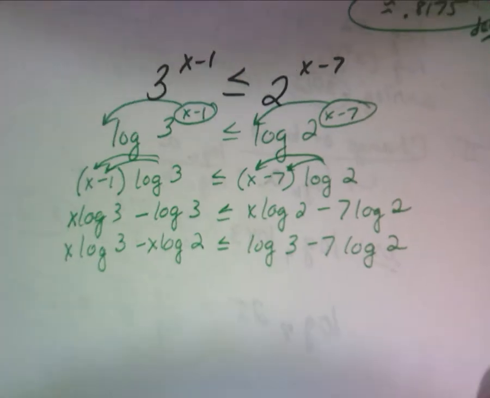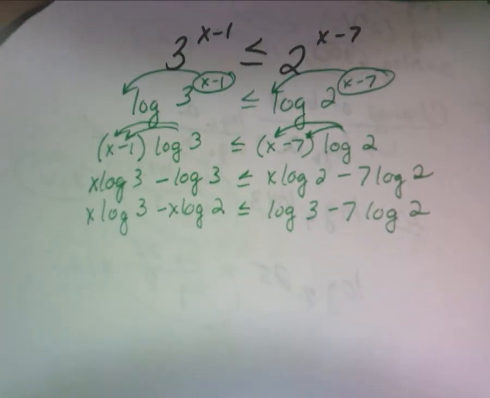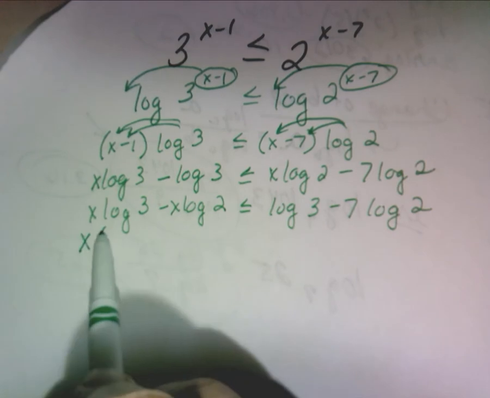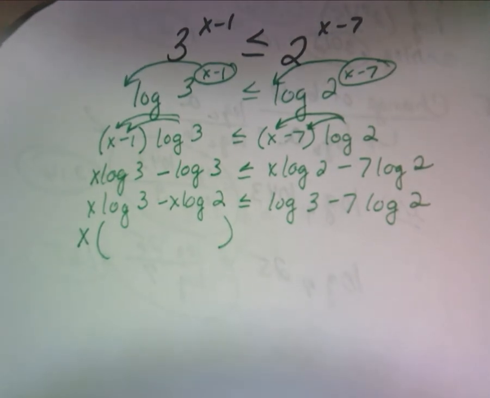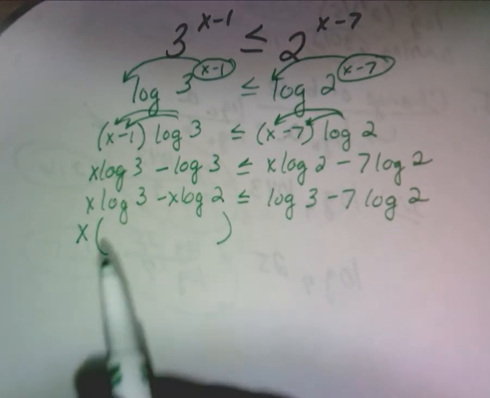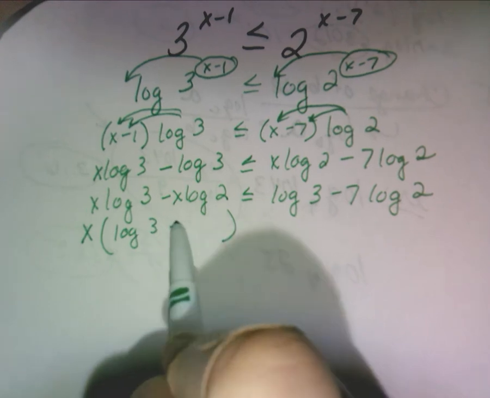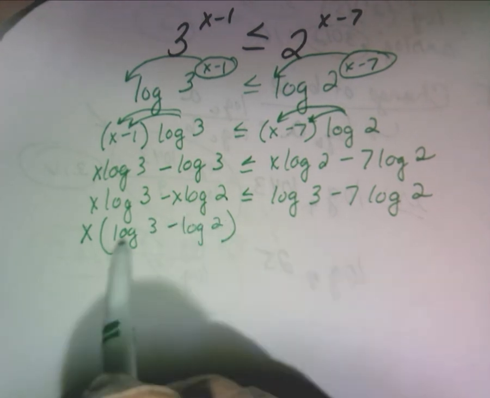And that's what you're going to do here. You can factor out an x, and what are you left with? Log 3 minus log 2, which is just a bunch of numbers. That is like a weird decimal.